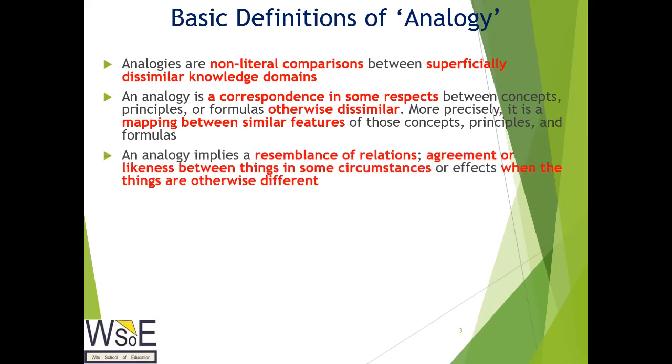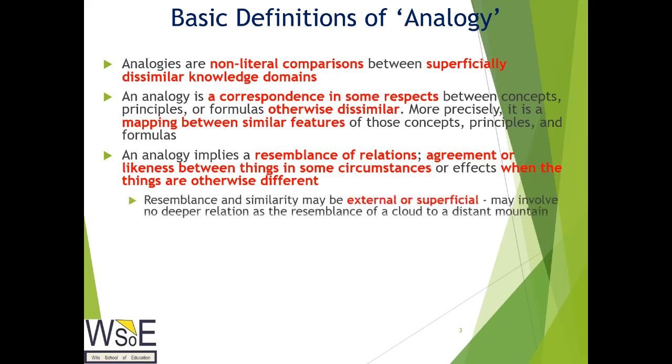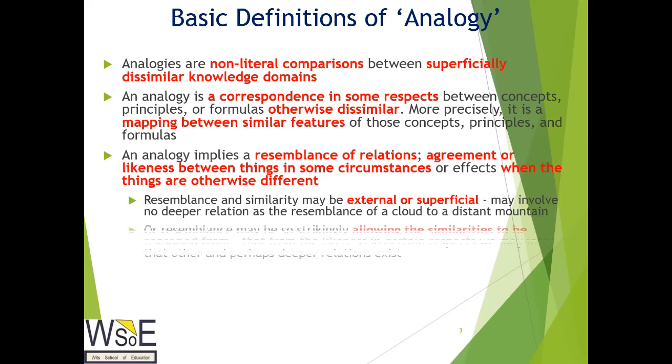So an analogy implies that there must be a resemblance in some way. There must be an agreement or likeness between the things that we are comparing, even though those things are obviously different. So the resemblance and similarity may be external or superficial. So the cell, for example, functions as a complete unit to produce things that the body needs. A factory also works as a unit to provide some resource that we might need to use or some product that we can use. So that's where the resemblance is.